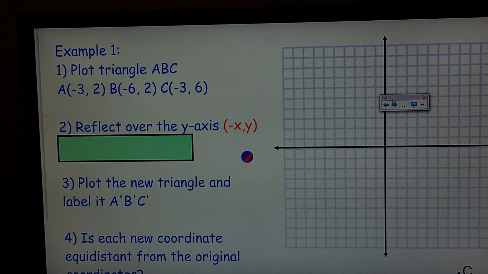Just like with translations, reflections start the same way. Just as a side note, I keep using triangles. They're not necessarily always triangles, but I like that we're using triangles since we just learned about the specific types of them. First things first, it's the same triangle that was in our lesson earlier on translations. Pause the video, take a second, and plot the triangle.